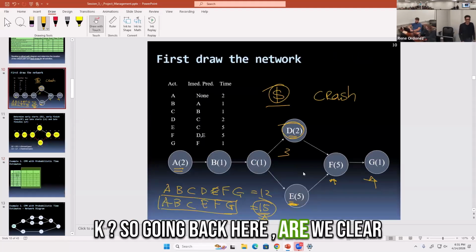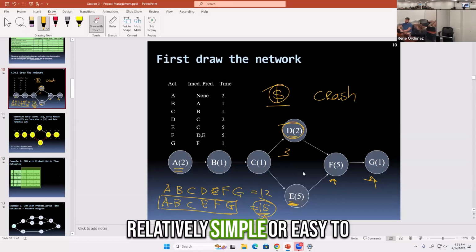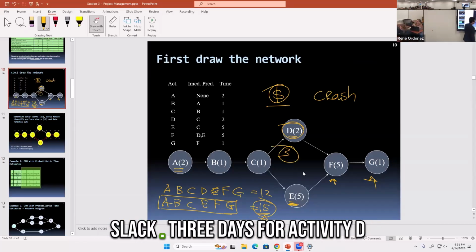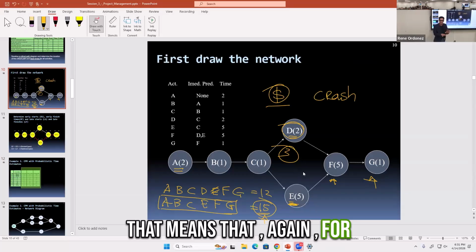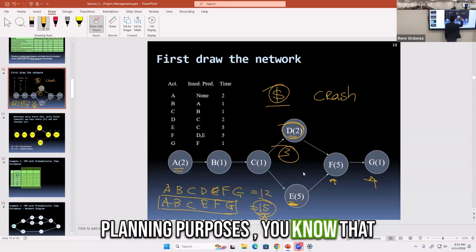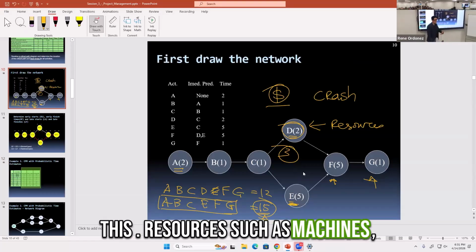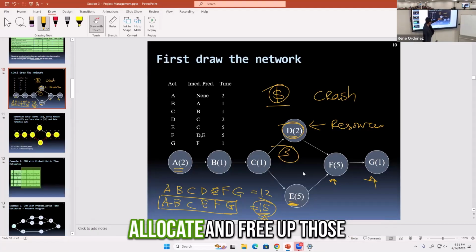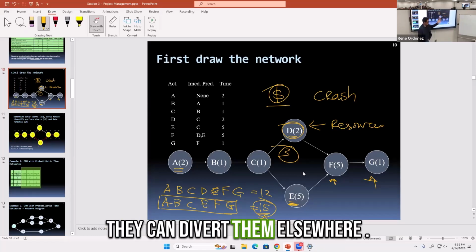Okay, so going back here, are we clear? It's relatively simple or easy to determine. So this is what we call a slack: 3 days for activity D. When you have a slack like this, that means for planning purposes that you have resources associated with this, such as machines and manpower. That means that you can free up those resources. You can divert them elsewhere.